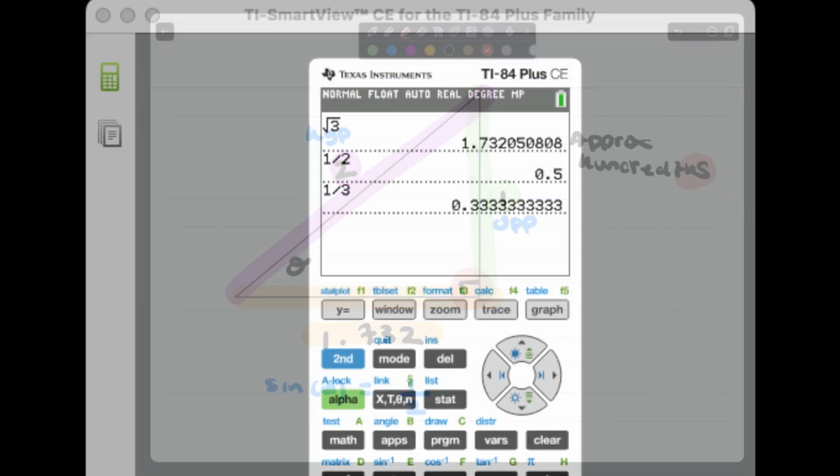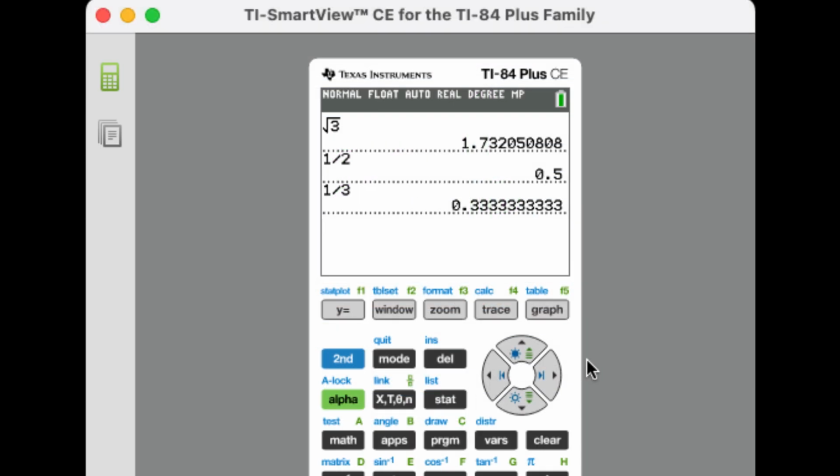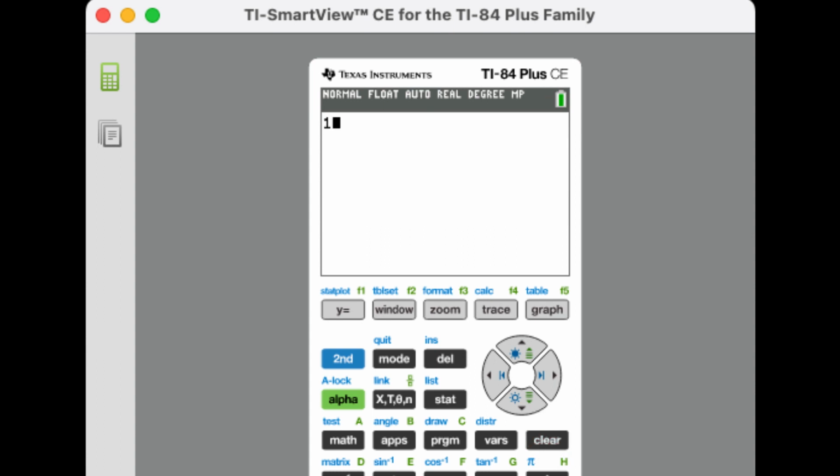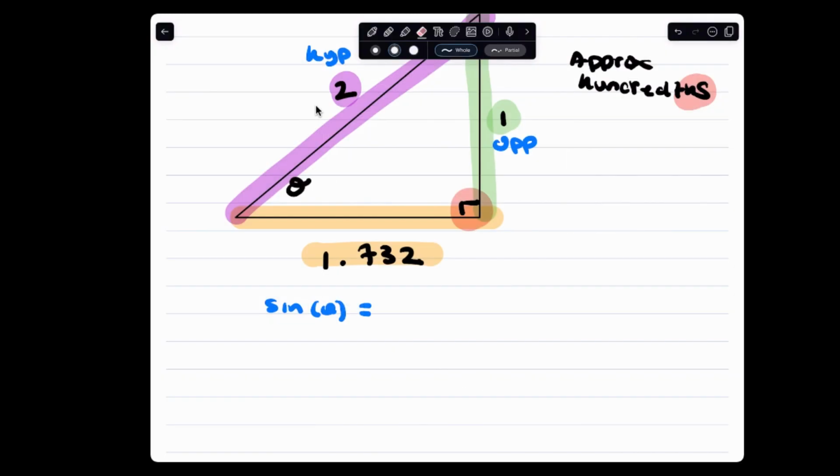Right? 1/2. How do you write 1/2 now? 1 divided by 2. What does that equal? Is that 0.5? Okay. So this equals 0.5.